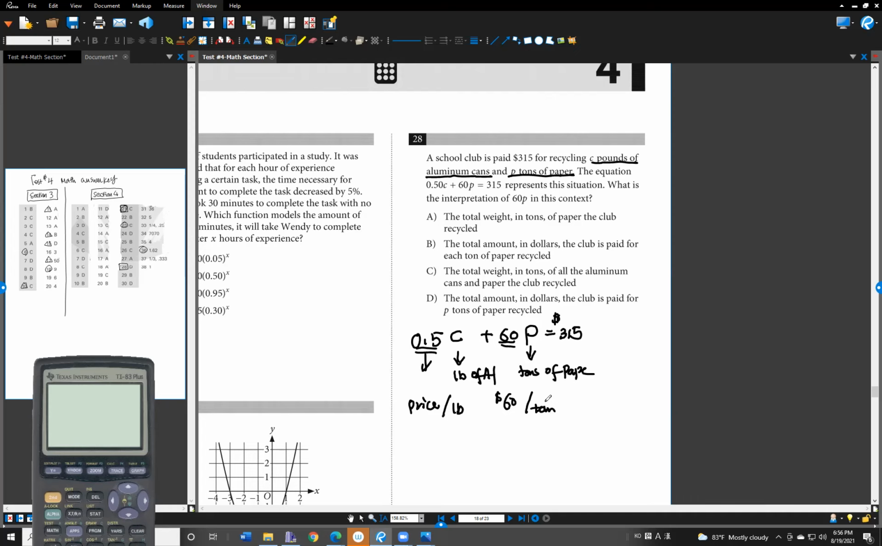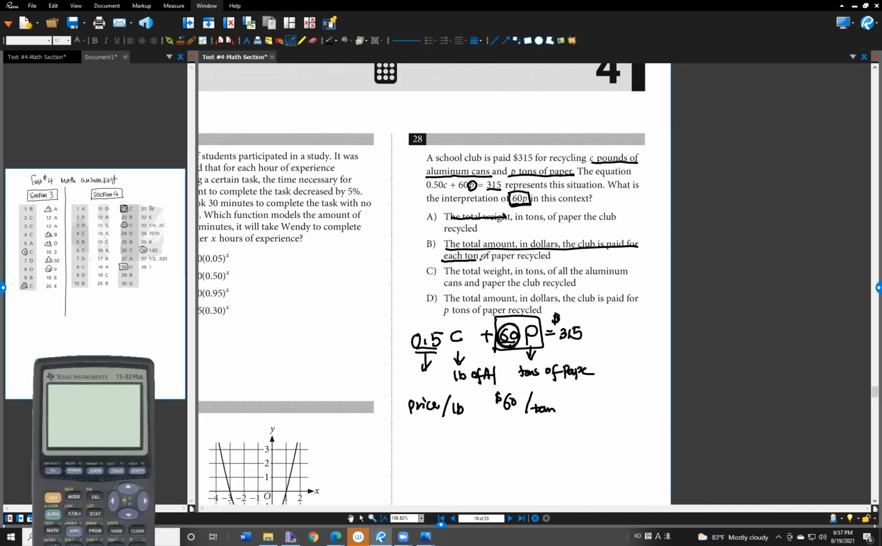That's it. Okay, but what is the interpretation of 60P? Usually you find only this number. This time, 60P is the total amount, right? Total amount of what? Tons of paper, okay? So we have P tons. We want the total amount, not weight. This P is the weight, up to 60. That is not weight. 60P is the total amount. This is the money, right? Yeah, total amount. We're going to find it.